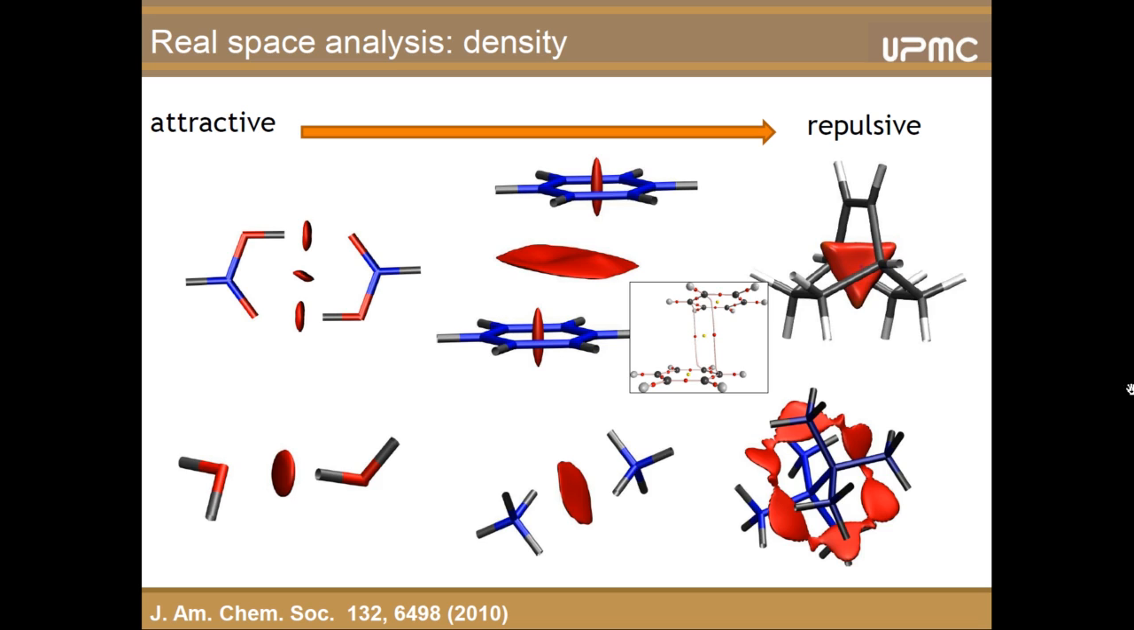It works for basically all non-covalent interactions, from attractive ones, like we had here, formic acid dimer, water dimer, but it also works for delocalized interactions, like the benzene dimer I showed you before. Now, the picture we have, instead of having these critical points, is a surface that connects these two benzenes and clearly identifies the stacking interaction between these two molecules, similar for the methane dimer.